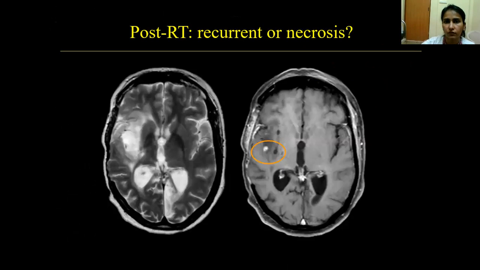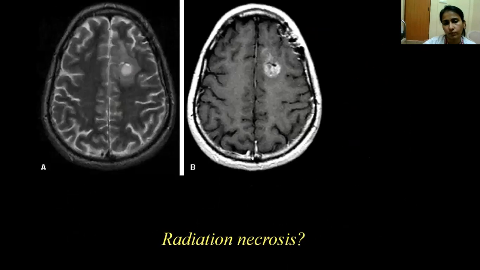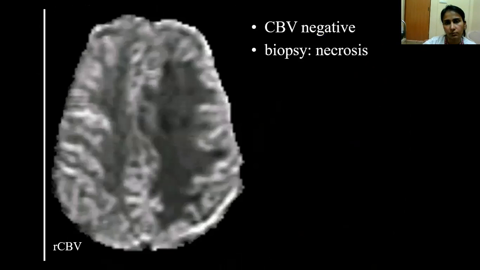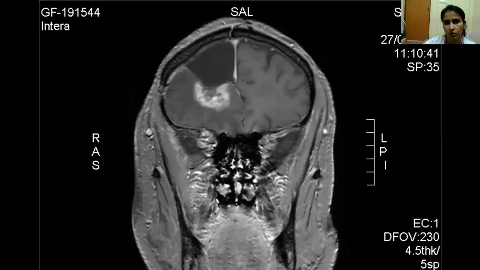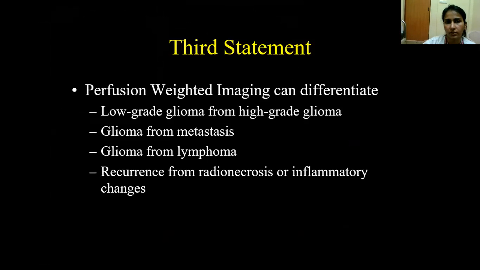Again, this is post-radiotherapy. We have to find out if there is recurrence or necrosis. Then again, we have to see the perfusion weighted imaging. In tumor, it is high. If there is a nodule and it is low, then it could be a possibility of radiation necrosis. CBV is negative, and on biopsy we found it is necrosis. There is low CBV compared to the contralateral white matter.